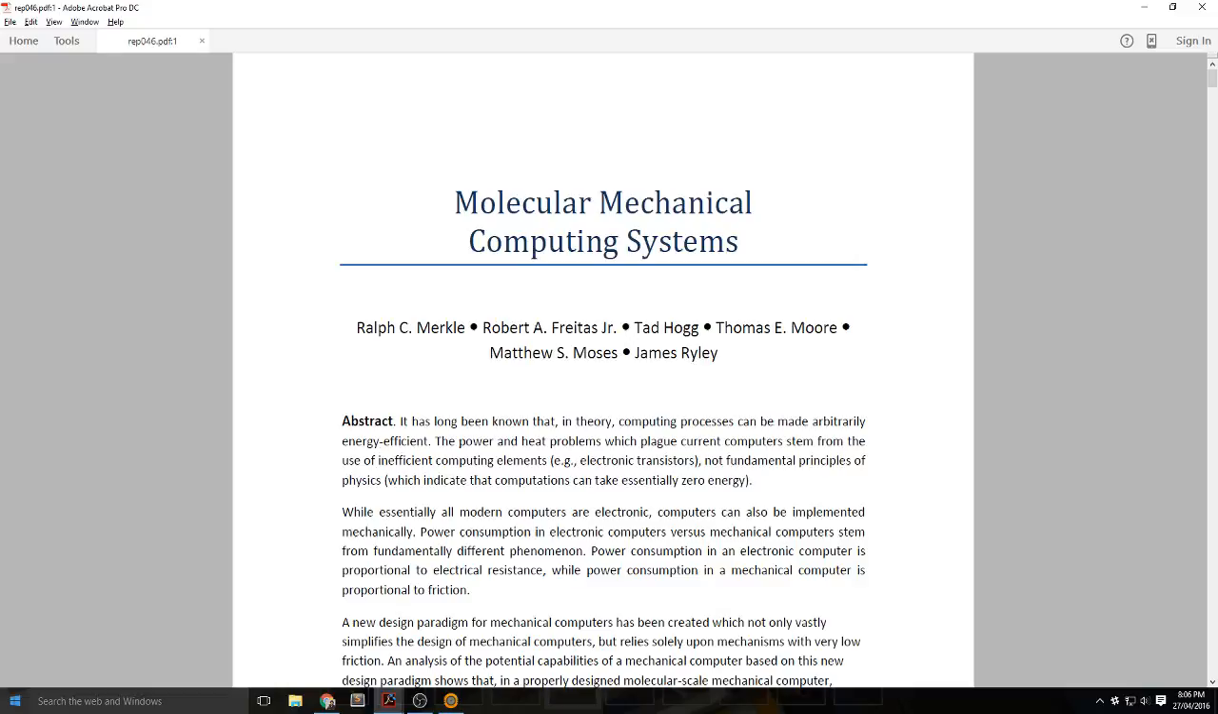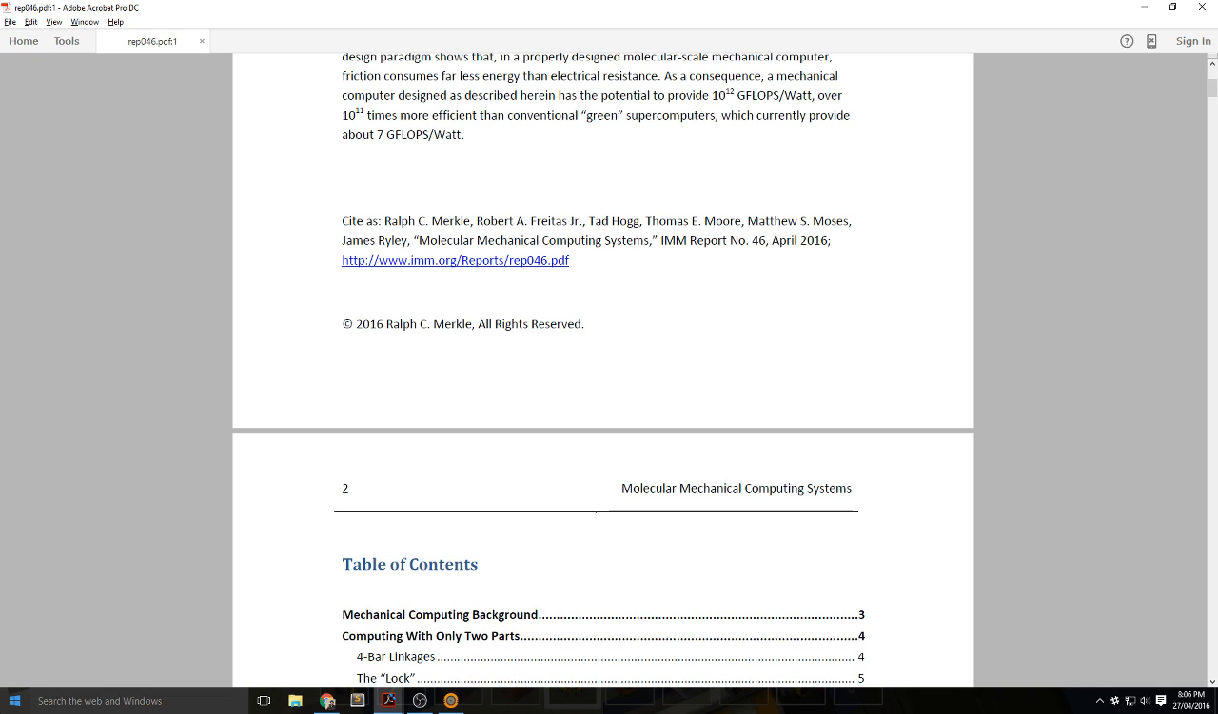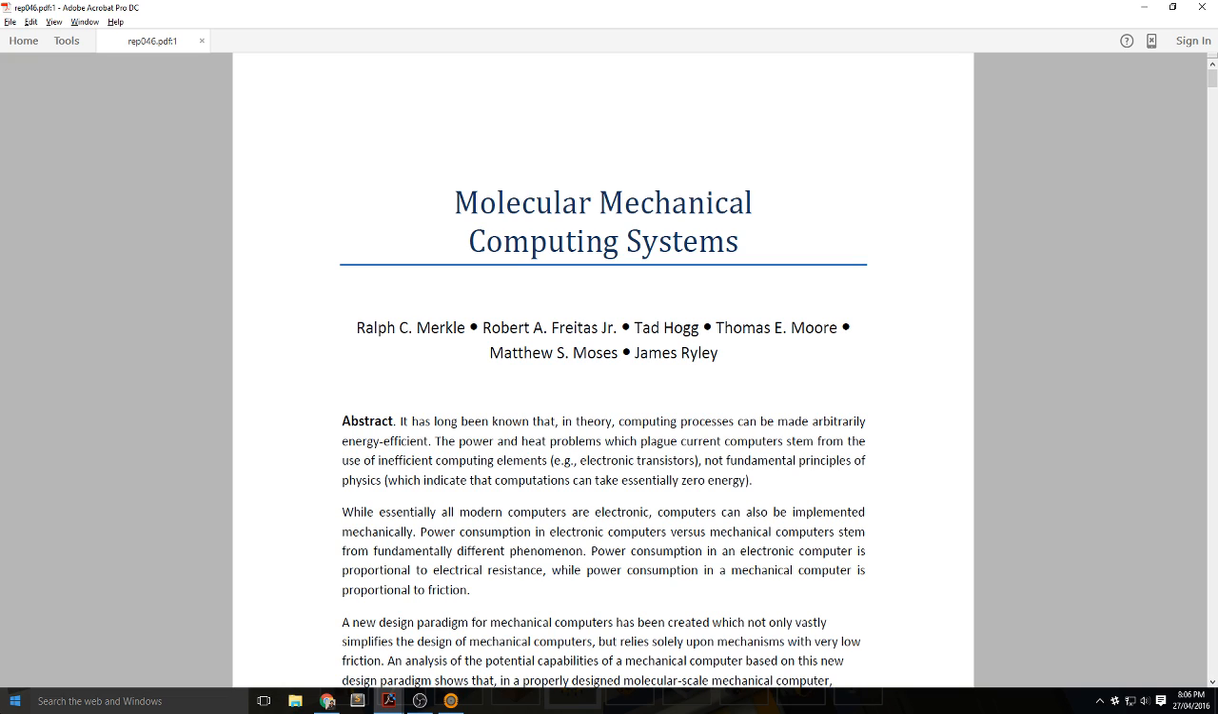Alright, so this has been Brian Dawson Stanton in Let's Scientifically Replicate Molecular Mechanical Computing Systems by Merkel, Freitas, Hogg, Moore, Moses, and Riley, out of the IMM report number 46 from April 2016. Their design is copyright them. I'm just here trying to reproduce it in a thing.